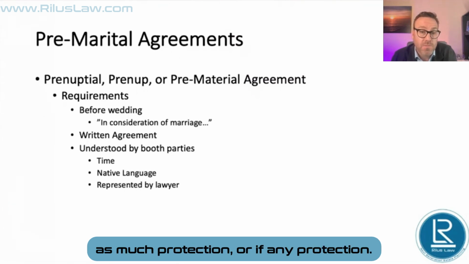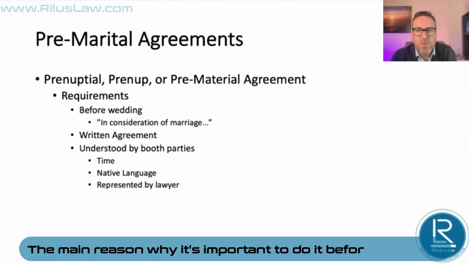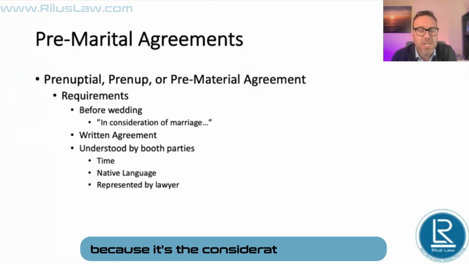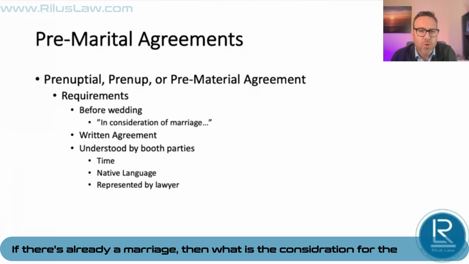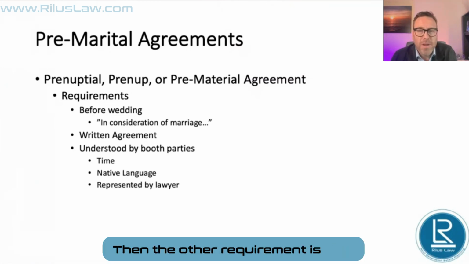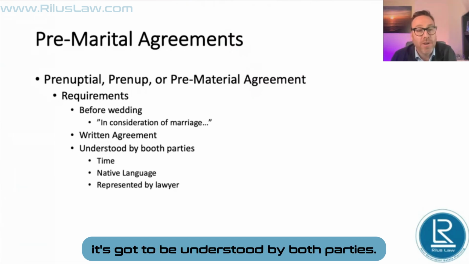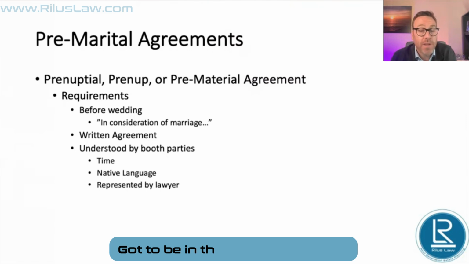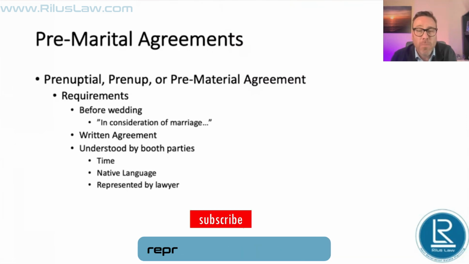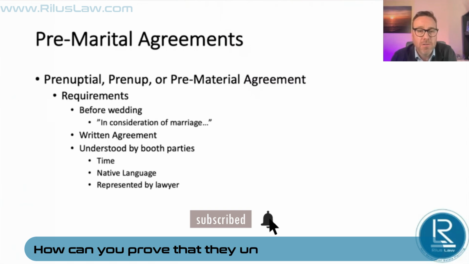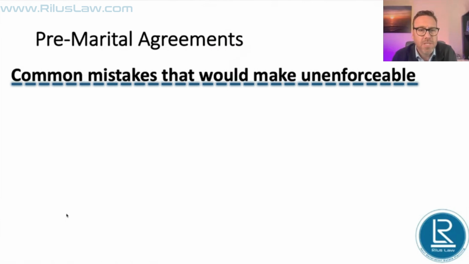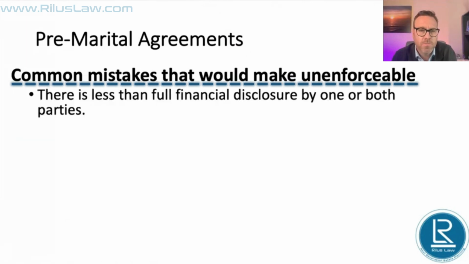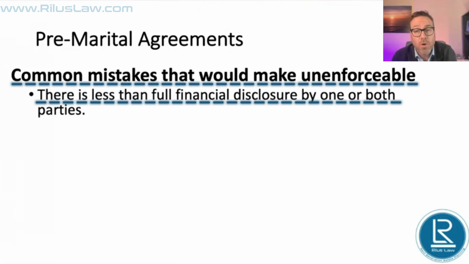The main reason why it's important to do it before marriage is because that's the consideration of the deal. The two parties are coming together in consideration of marriage. If there's already a marriage, then what is the consideration for the contract? And then the other requirement is that it's got to be understood by both parties. So that means enough time. It's got to be in their native language, and really it's got to be represented by a lawyer. How can you prove that they understood the agreement unless they were represented by a lawyer? All right, so some common mistakes that make prenups unenforceable: less than full financial disclosure by one or both parties.